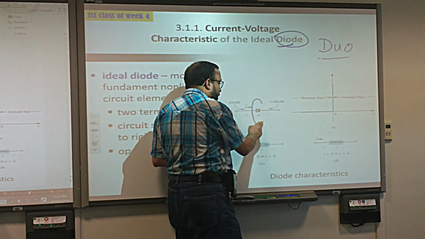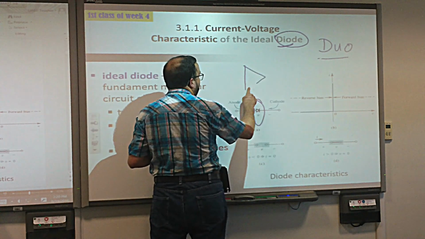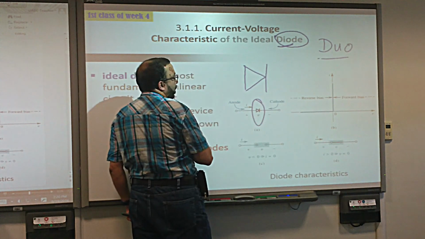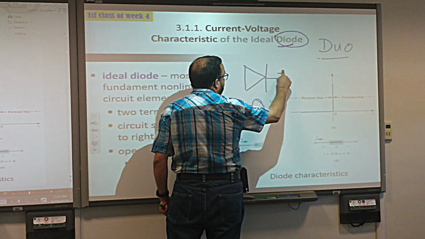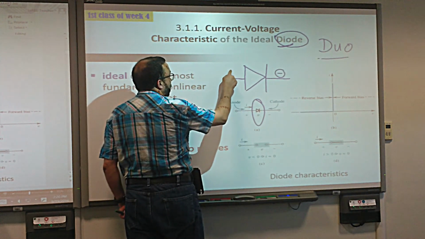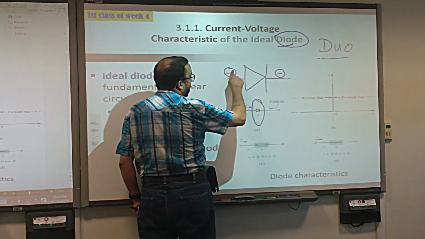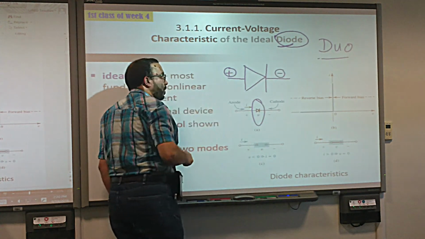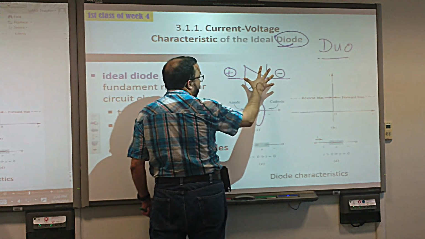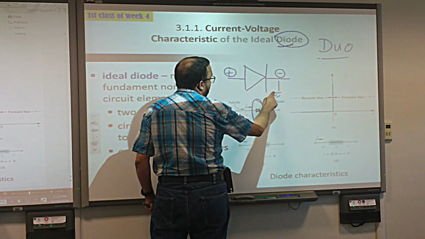And this is the symbol of the diode. It's like a triangle, like this, and a bar like that. The bar always shows the cathode, and the triangle side is the anode. Meaning, the reference of the voltage is always with respect to the cathode. This is our reference voltage.